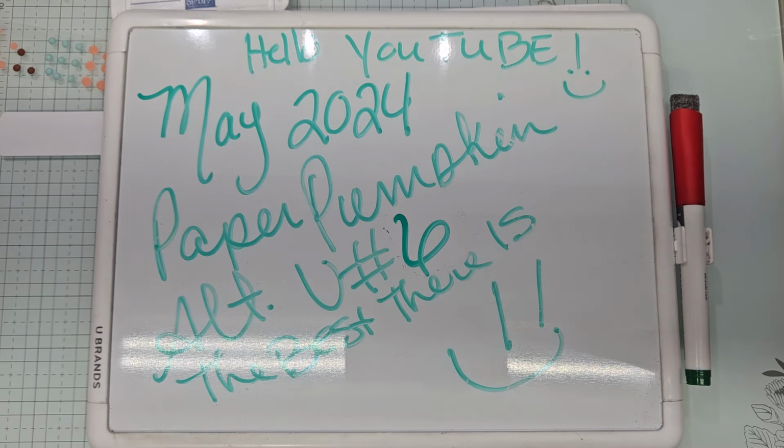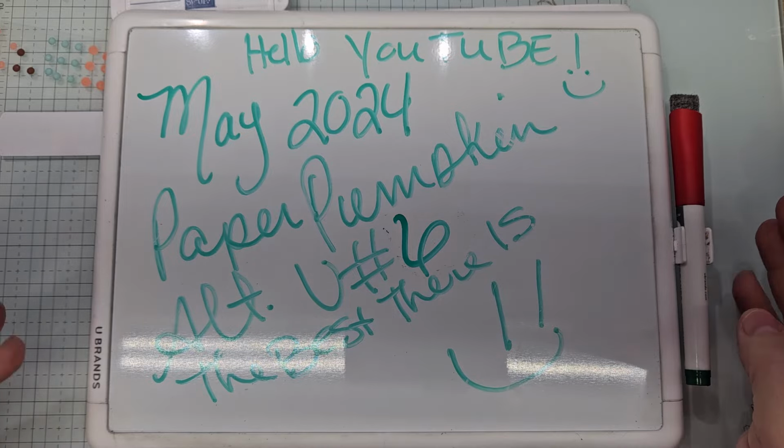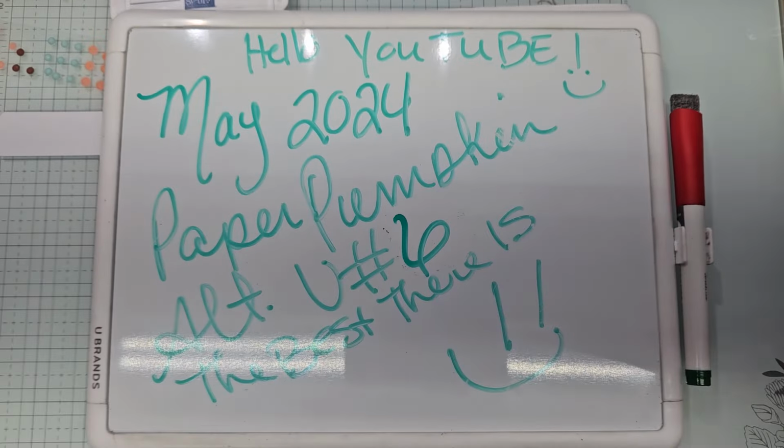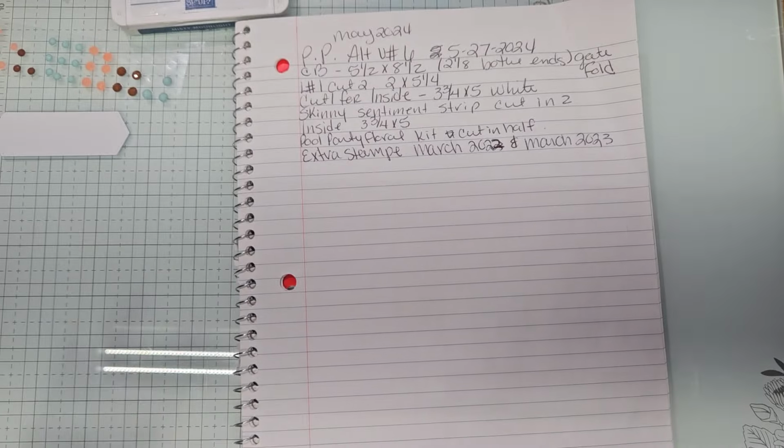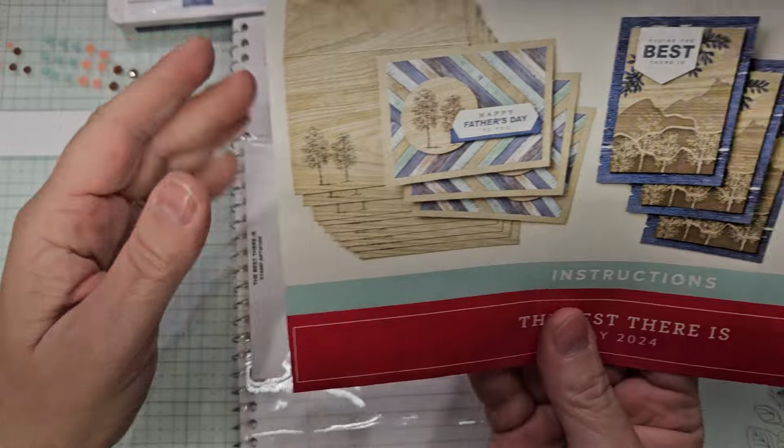So I am once again currently working on the Stampin' Up! Paper Pumpkin Kit for May 2024. This is alternative video number 6. Yay! Which means there's no more showing you everything in the kit. The kit is called The Best There Is, though I do show you the instruction sheet and the stamp set some of the time. Sometimes I forget.